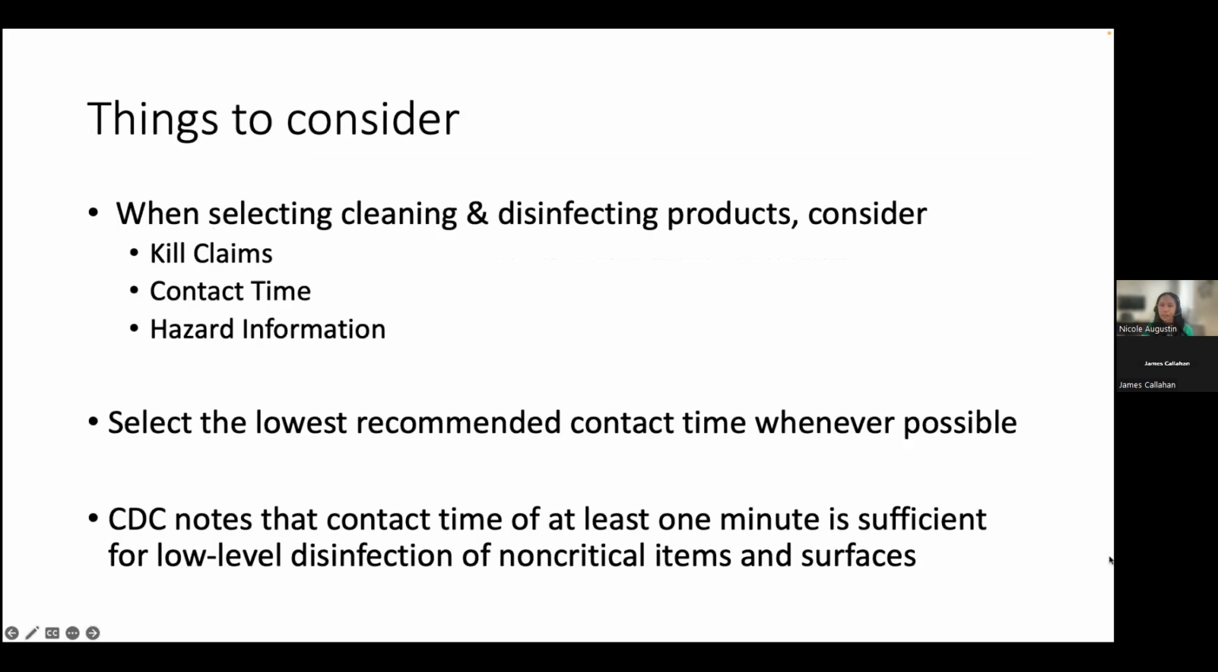Things to consider when selecting cleaning and disinfecting products: consider kill times, which include information about the organisms that the product actually kills; contact time, which is how long the solution must sit in order for it to be effective; the time before the equipment can be used again; and hazard information, which includes the potential hazards on the labels, such as, hey, do not ingest bleach, or whether or not this product is corrosive, or if there's any PPE that is required when handling this product.